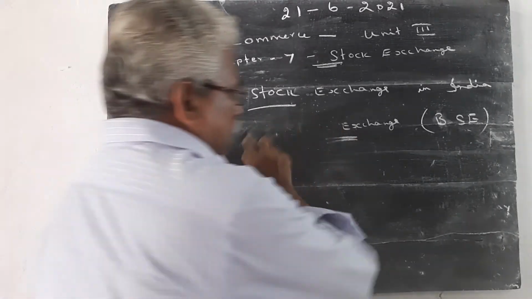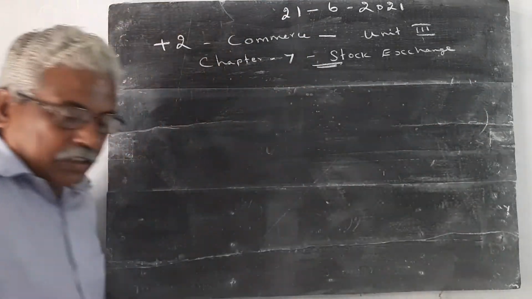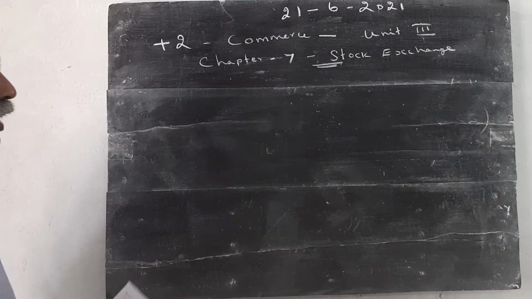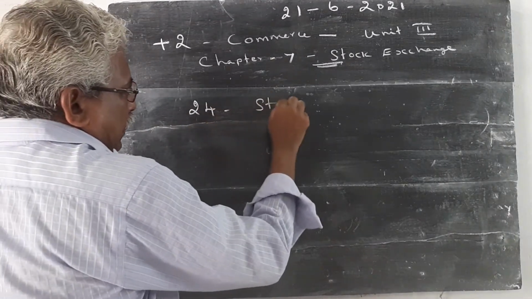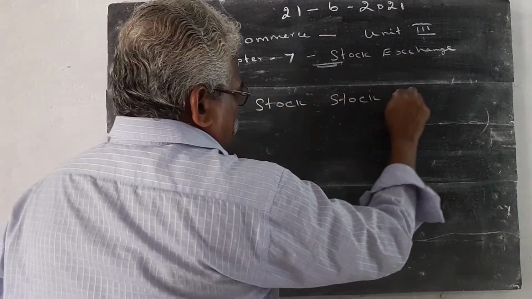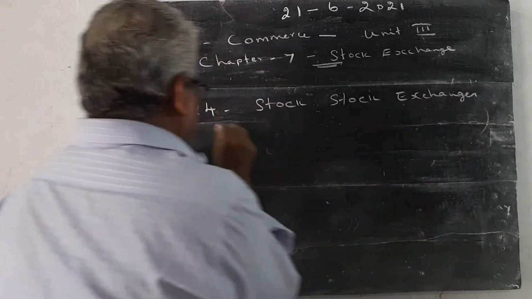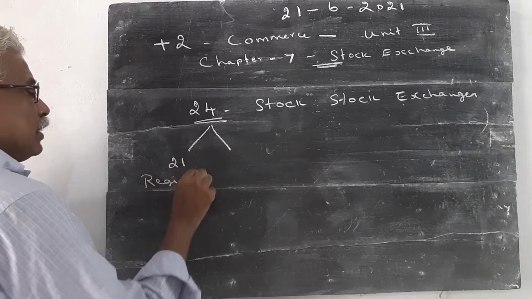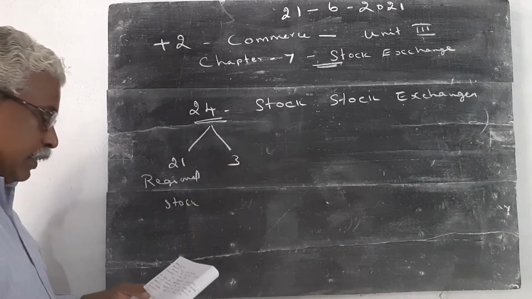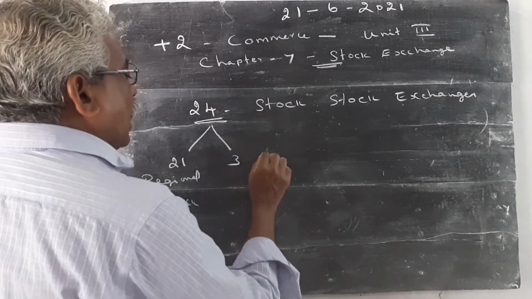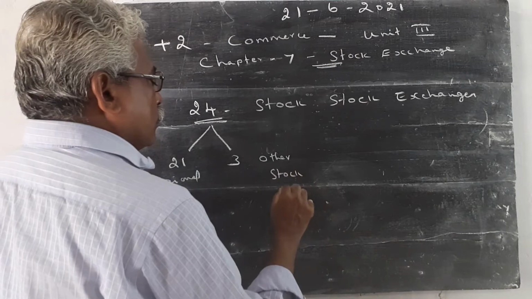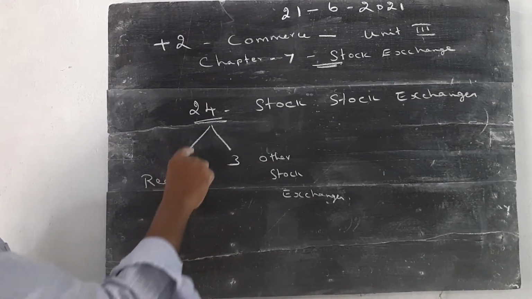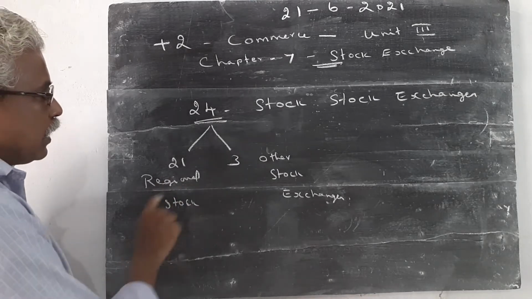Very, very important points. All the stock exchanges in India are governed by Securities Contract Regulation Act 1956. Then, there are 24 stock exchanges in India. Out of these 24 stock exchanges, 21 stock exchanges are regional stock exchanges. Then there are 3 other stock exchanges.